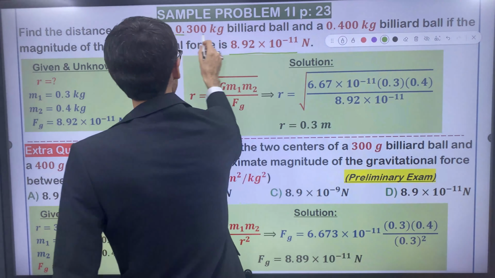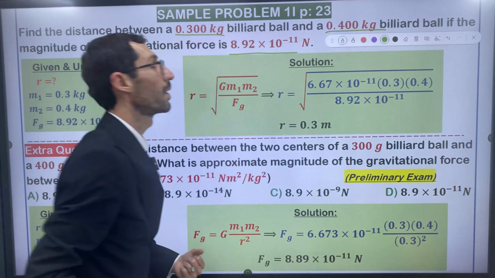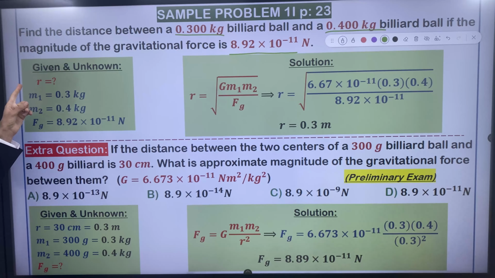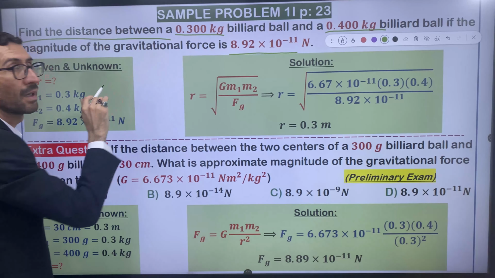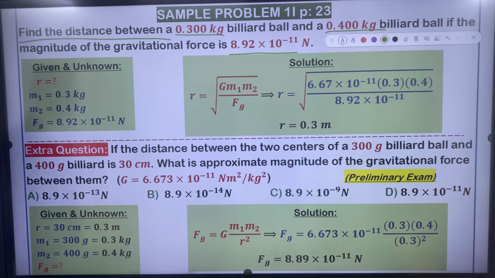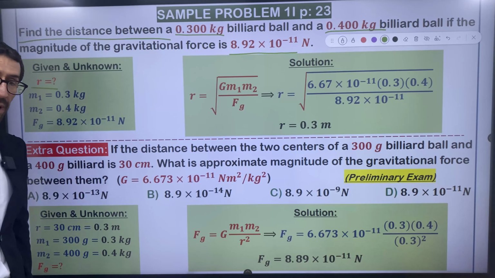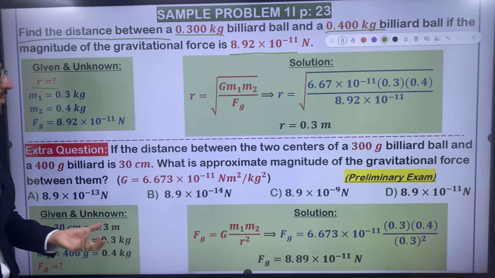So we have three pieces of information. Let's summarize them. What's unknown here? It says find the distance between the objects. There are two objects with different masses, 0.3 kilogram versus 0.4 kilogram. We look for the distance between their centers, right? M1 is given, M2 is given, Fg is given. All the dimensions are unified. We don't need any conversion.